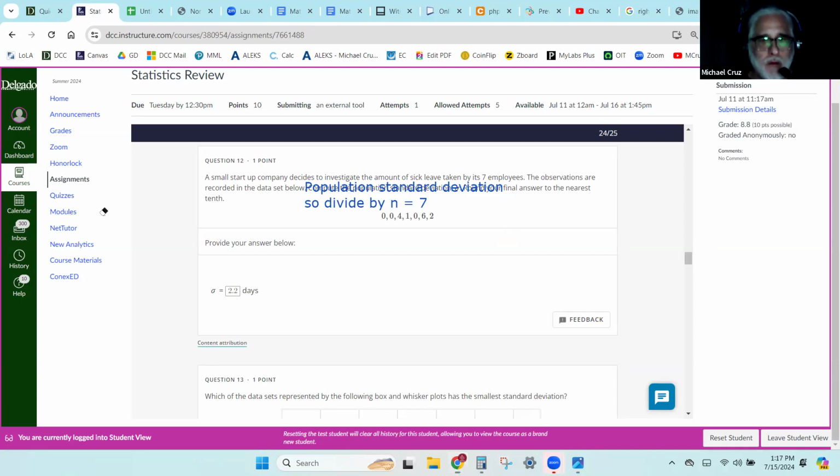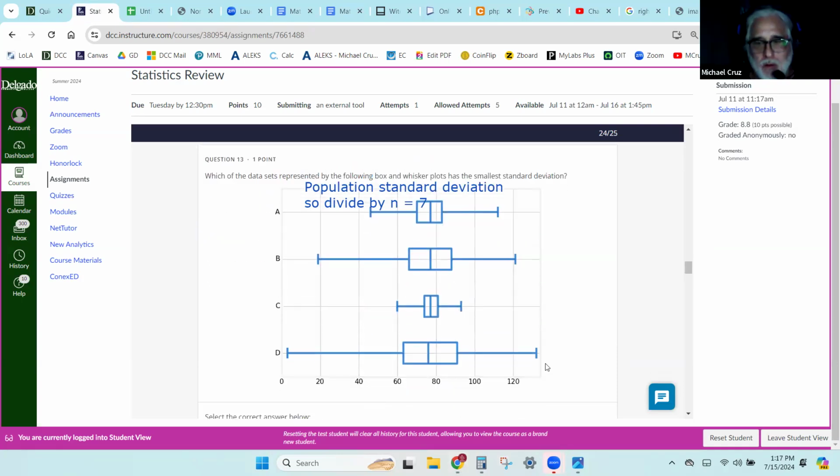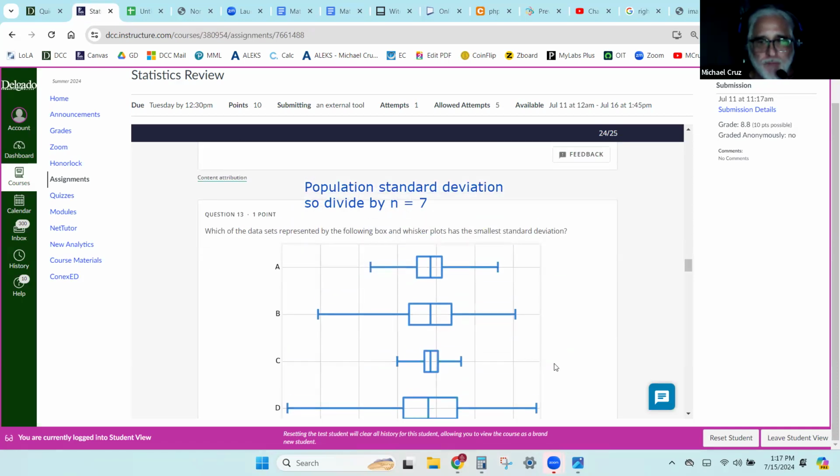All right, all right. So again, when you're talking about standard deviation and skewness, when the standard deviation is smallest, you're looking for a more compact grouping of data, because if it's really spread out, then the standard deviation gets larger. It's like that curve, okay?